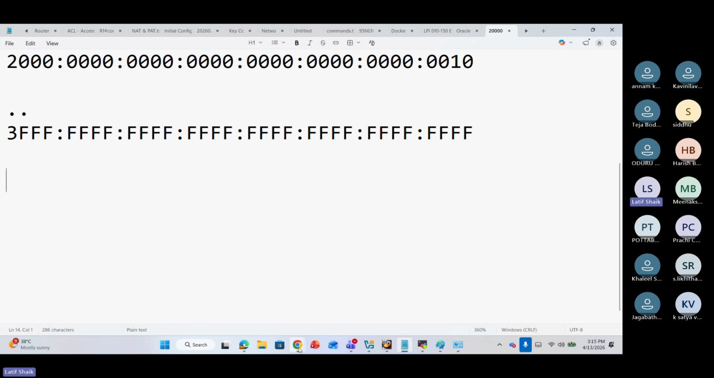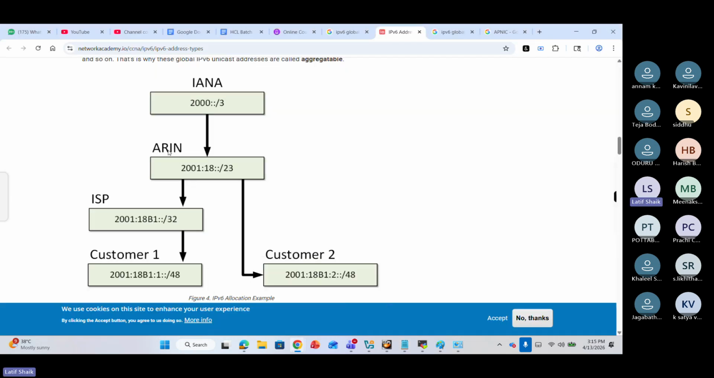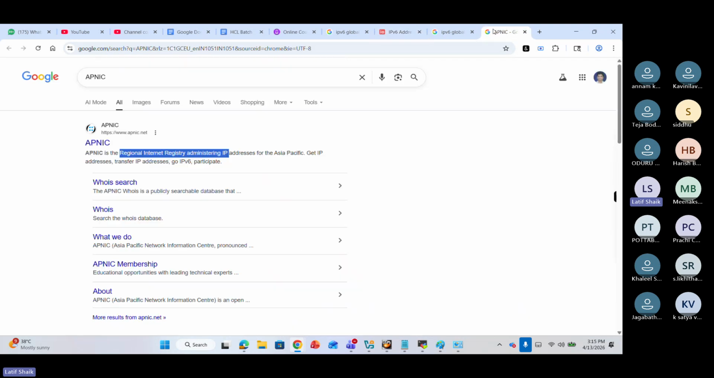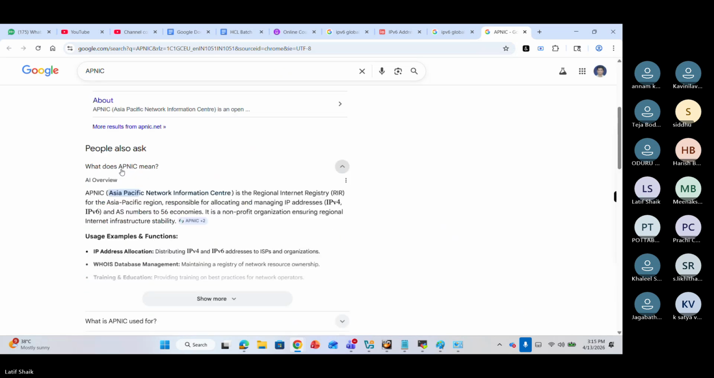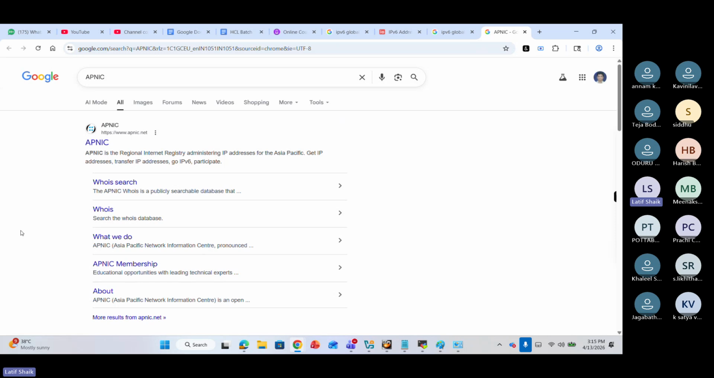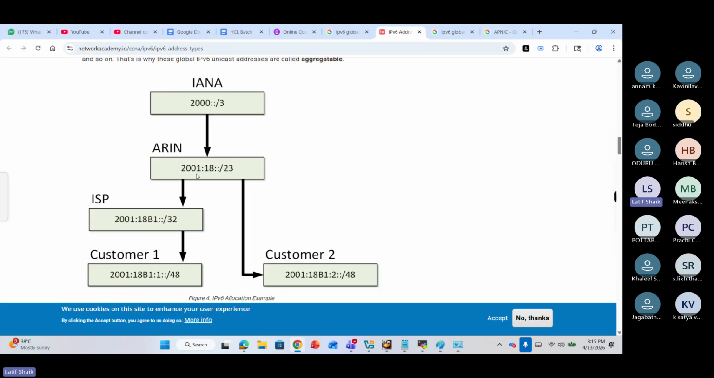So you see one regional registry, this is the ARIN region. This is APNIC. This is one regional registry. So for IPv4 or IPv6, there are regional centers. Based on the regional registry, again there is a subdivision, a small division. This is /23 for the ARIN type. So this is not changing for the entire region.